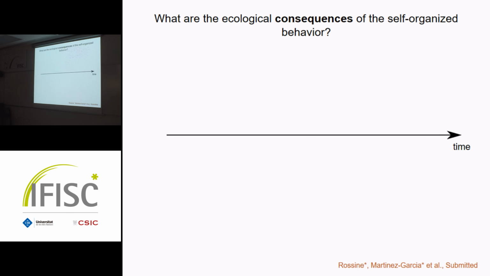So going back to what the question is here, the question is what are the ecological consequences of this self-organized behavior? And to do that, what I'm going to show you is how the model predicts the ecological dynamics to happen as we have several aggregation processes one after the other. So we have competition for resources between two strains over a very long time, and we are going to see which one outcompetes the other.